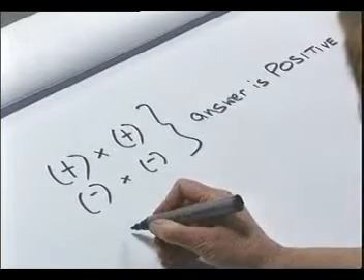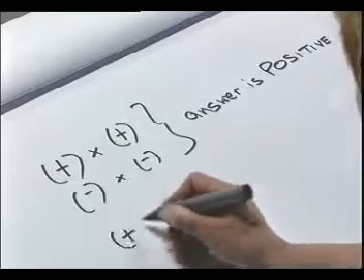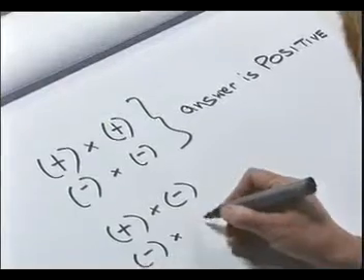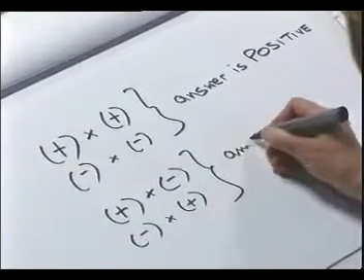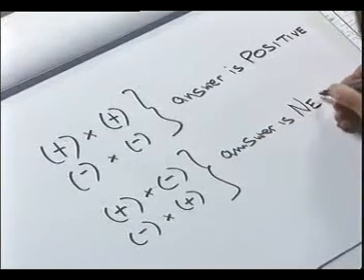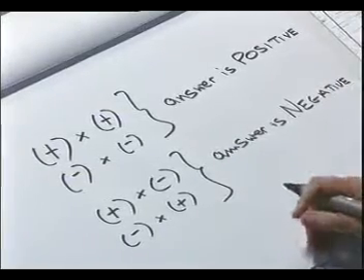When the signs are different, a positive times by a negative, or a negative times by a positive, the answer is negative. And the same rules go if you divide.